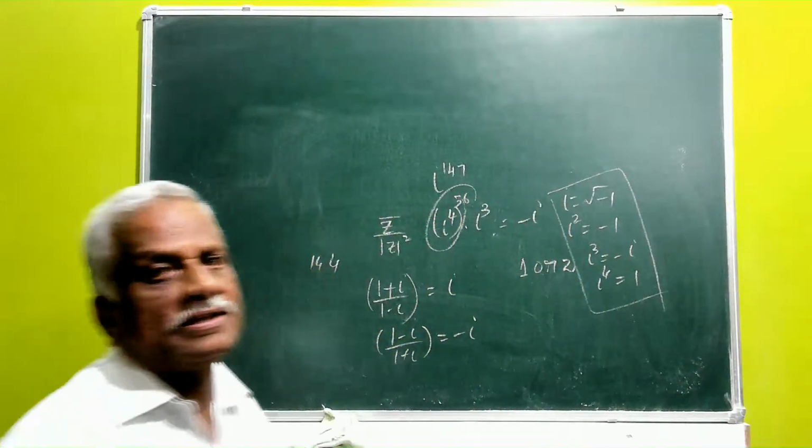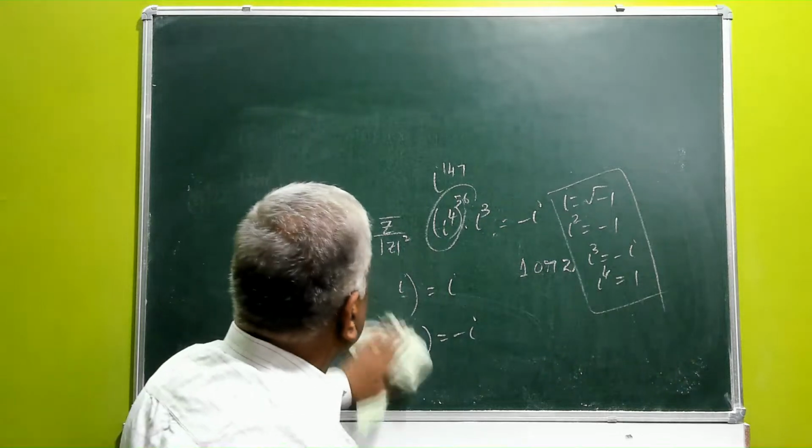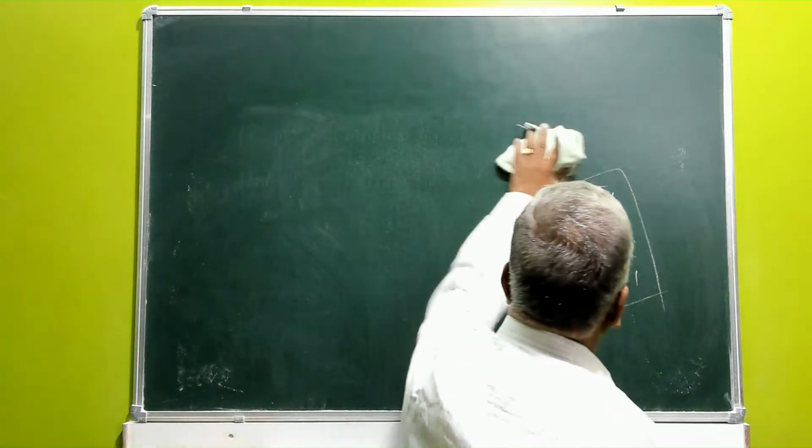So this is work you should remember. i is root of minus 1. i square is minus 1. i cube is minus i. i to the power of 4 is 1. Once you know these 4 things, you can work any problem on this.